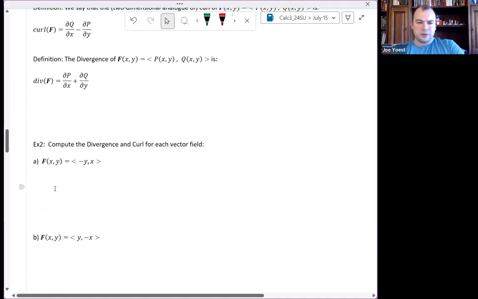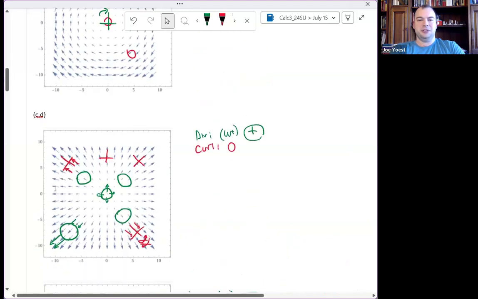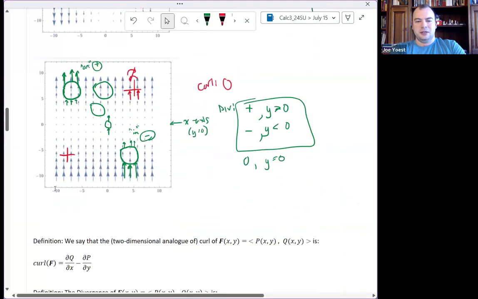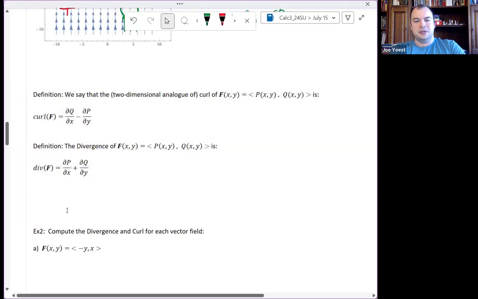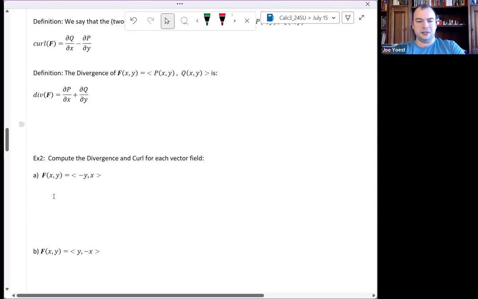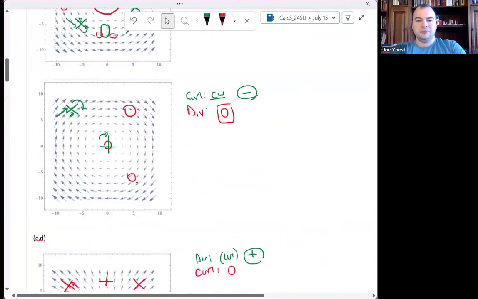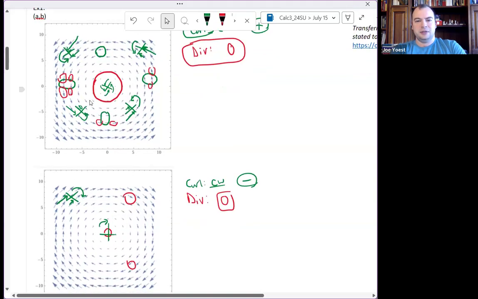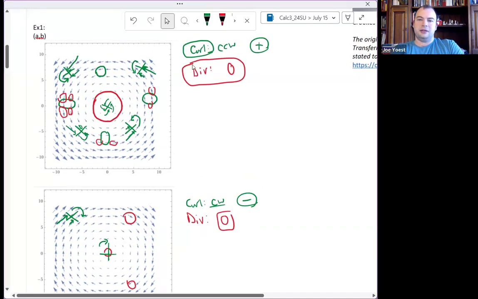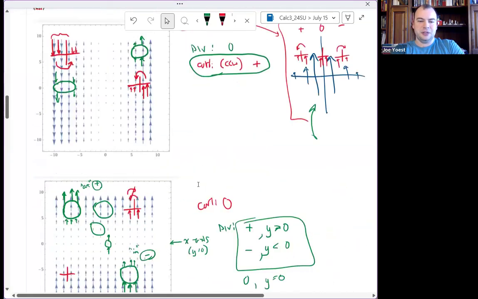Okay, so now we looked at each of these vector fields kind of geometrically. Now let's take these algebraic definitions and look at each of them algebraically. These are the functions that give rise to those same vector fields up above. So looking back at A and B, this was the counterclockwise rotating whole field and the clockwise rotating whole field. And for A, we thought the curl was positive, divergence 0, and for B, curl negative, divergence 0.